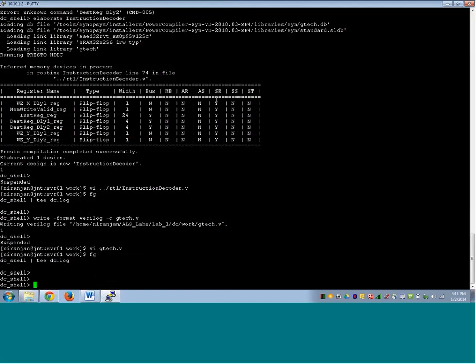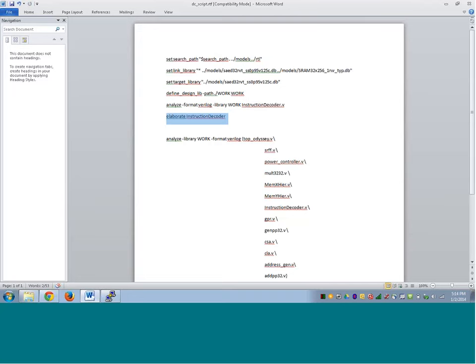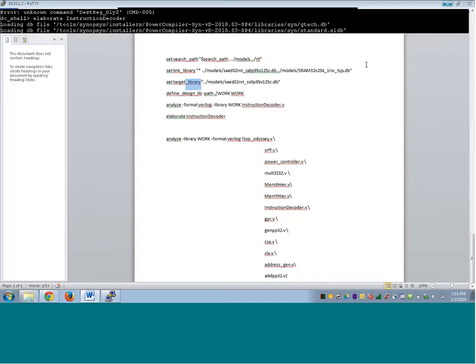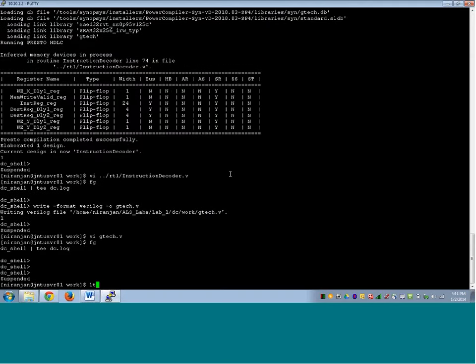Now I won't go into compile in this lecture. We will focus on the compile command and the constraints in the next lecture. Let's focus on some of the reporting. Till now we have seen how to set the libraries using these commands: search path, link library, target library, define design lib. Now let's see what effect the analyze had.